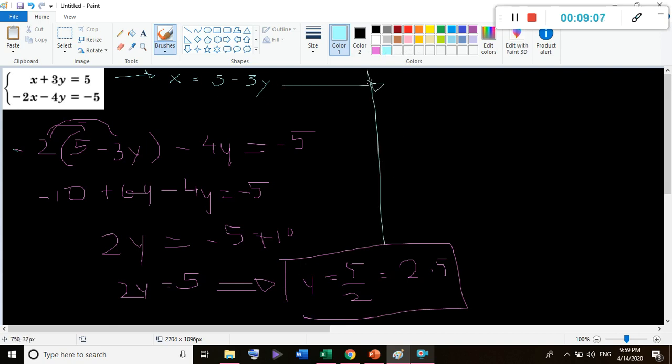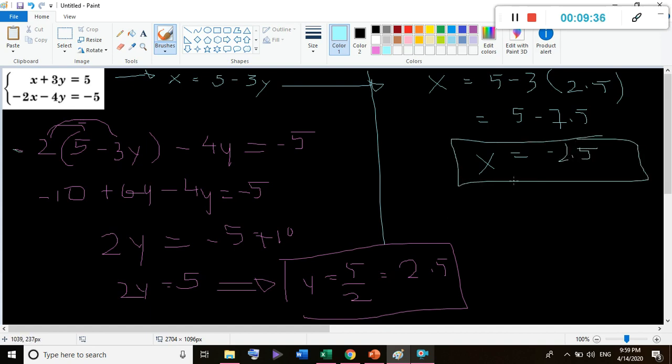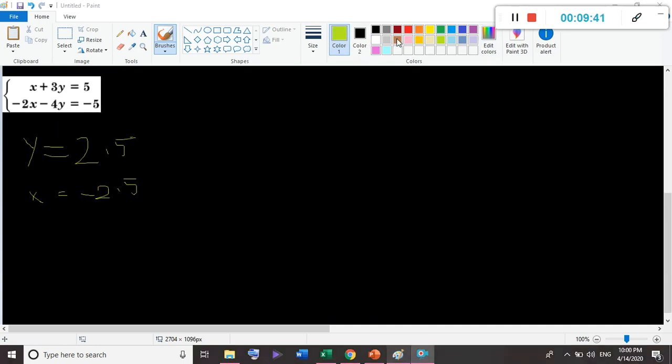It's going to be x equals 5 minus 3 multiplied by 2.5, which is going to be 5 minus 7.5. So x equals negative 2.5. Let's check the answers in this equation, or both of them. Okay, so let's check them over here.